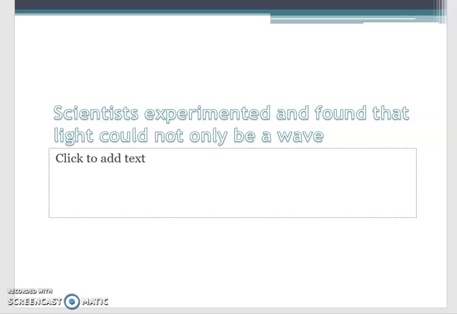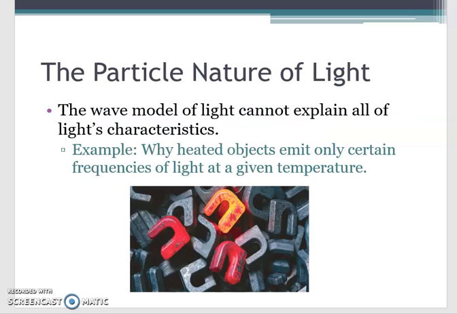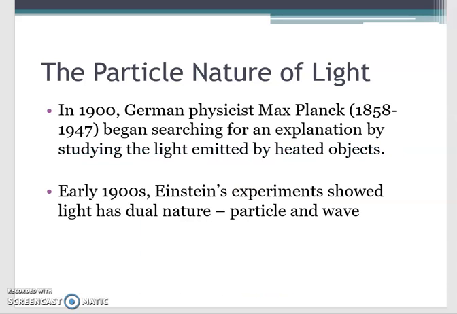So whenever scientists were experimenting, they were finding that light could not only be a wave, that there needed to be other properties. And they saw this whenever they were heating up objects, they only emitted certain frequencies of light whenever they were at a given temperature. The scientist that looked at this was Max Planck, and he was searching for an explanation of why light was being emitted by heated objects and how that worked. Einstein also was showing the duality of light, that it was both a particle and a wave.